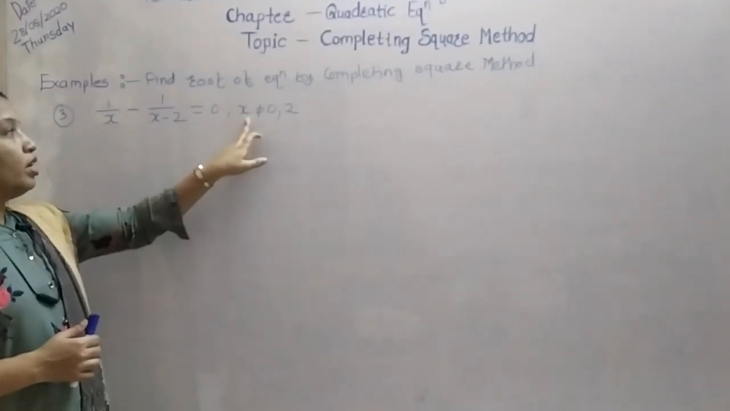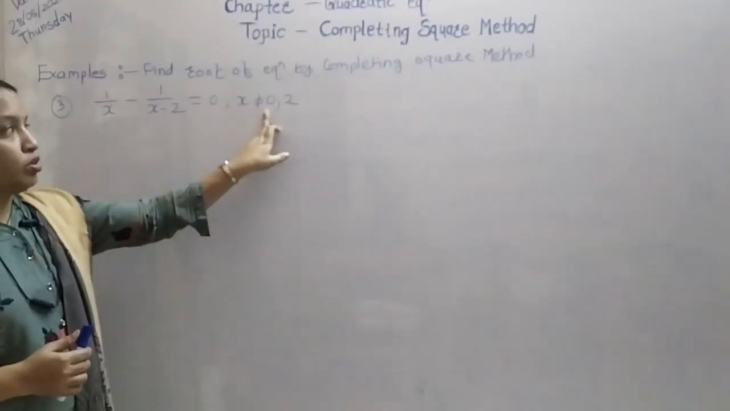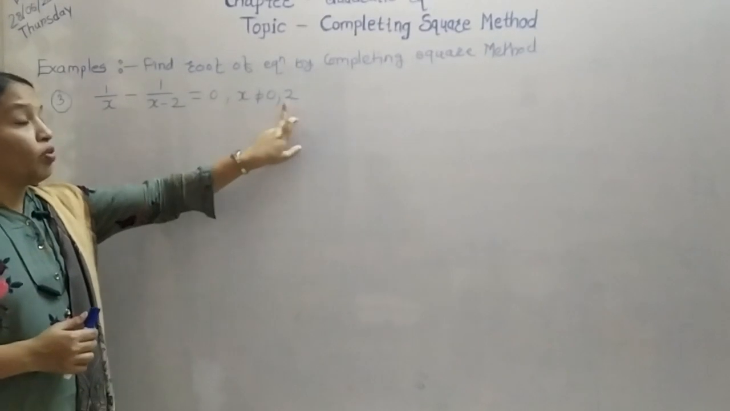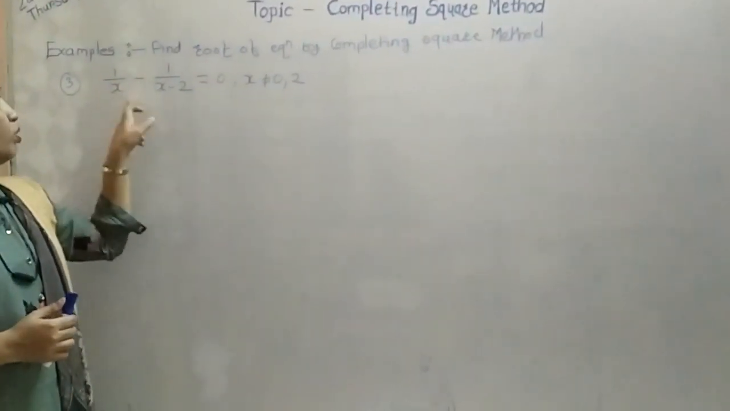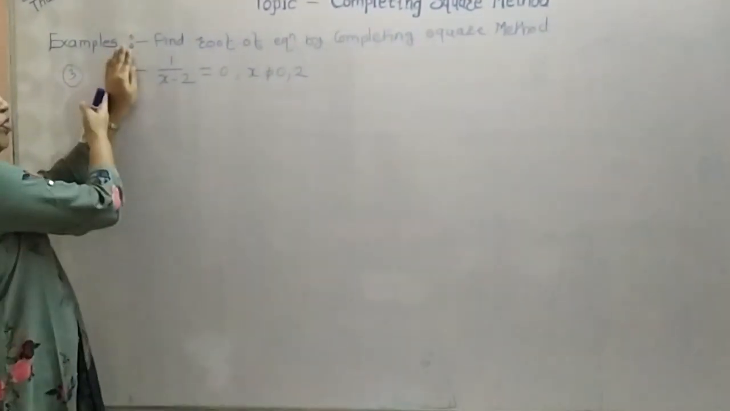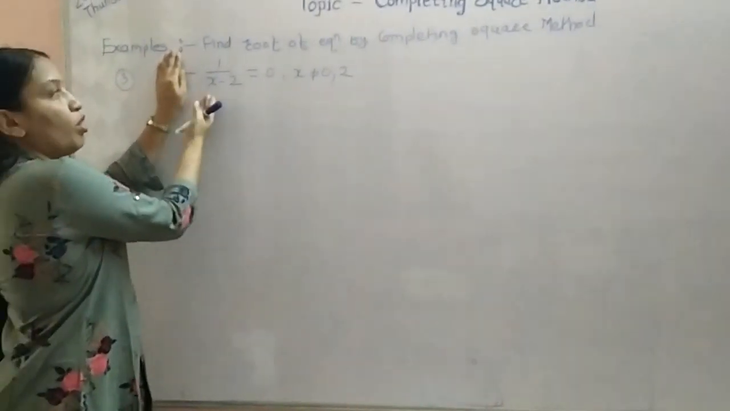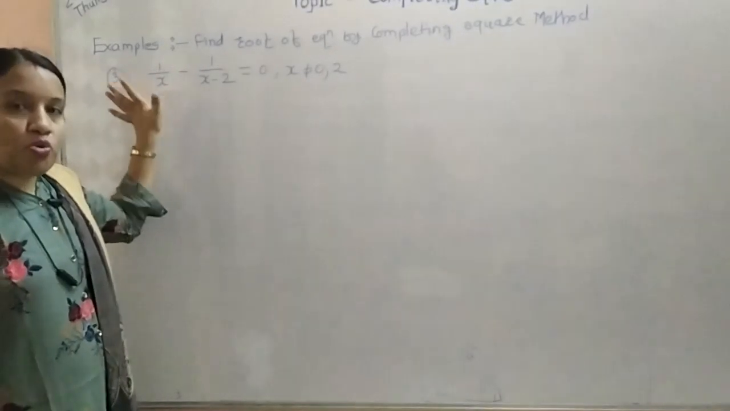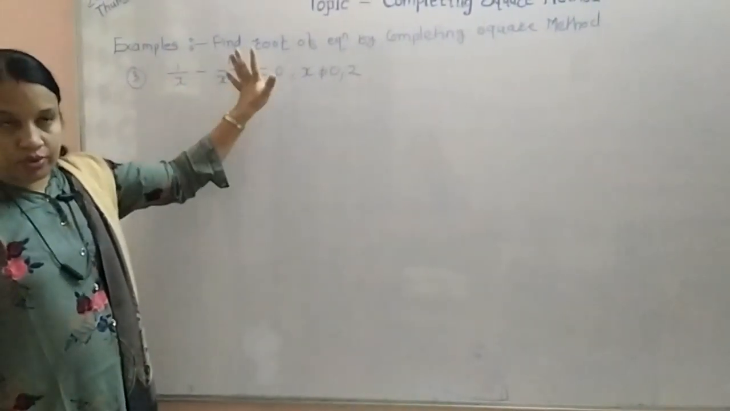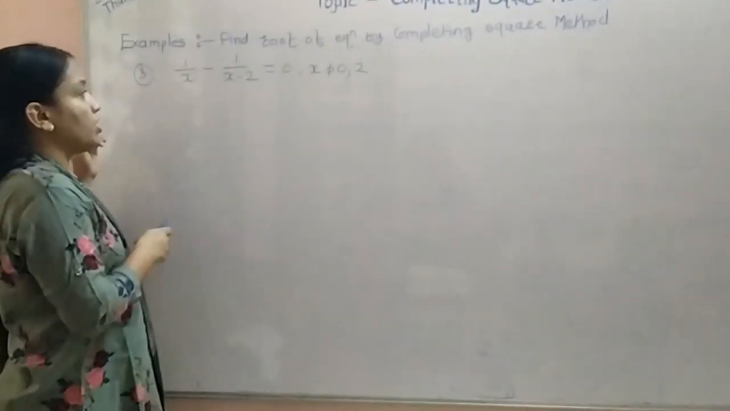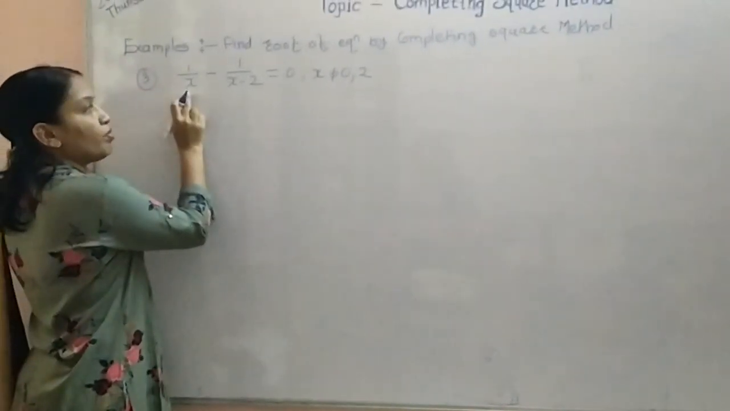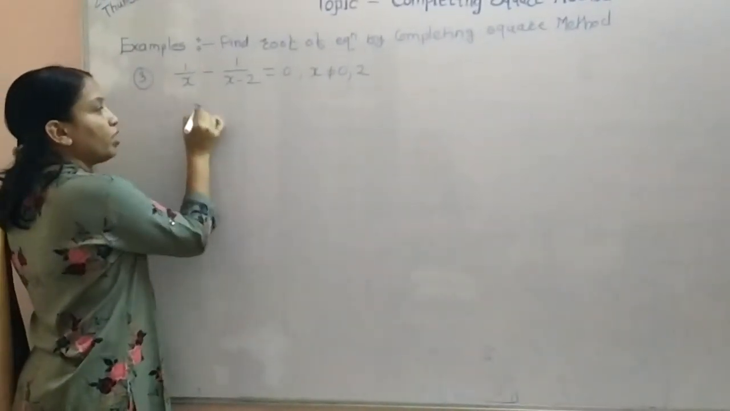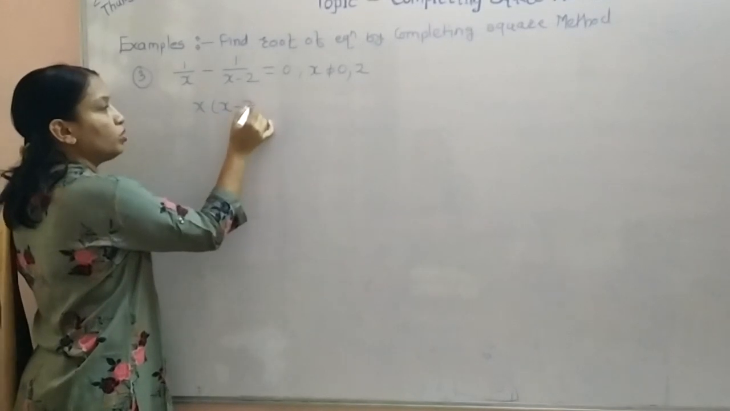Okay. Now here condition is given, x is not equal to 0 and x is not equal to 2. Why this condition? If x is equal to 0 here, then it will be infinite, means not defined, and this will not be a quadratic equation. It is not looking like a quadratic equation. You have to make it a quadratic equation first. Okay. First step is that. Now, what is the LCM of x and x minus 2? It is x in bracket x minus 2.